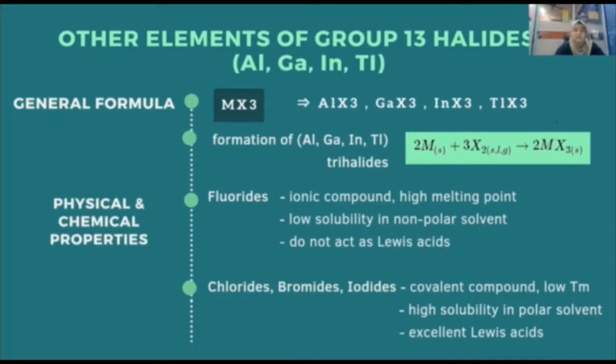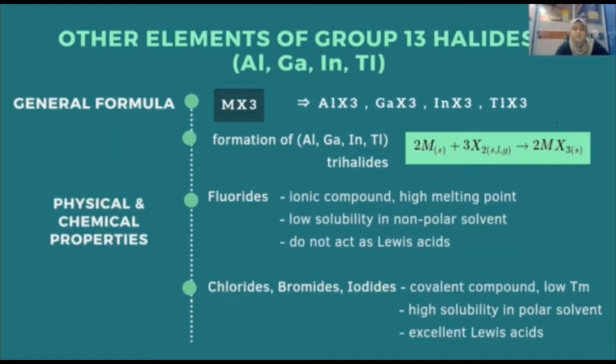Next, we will look into the other elements of group 13 halides. The general form is MX3, so it can be aluminium, gallium, indium, or thallium trihalides. The formation of these trihalides is as shown here. M represents the elements from group 13, so either aluminium, gallium, indium, or thallium, and X represents the halogen. When they react with each other, they will form MX3.